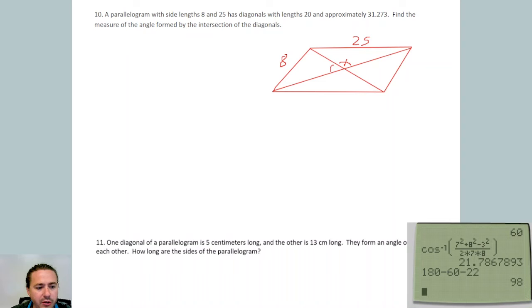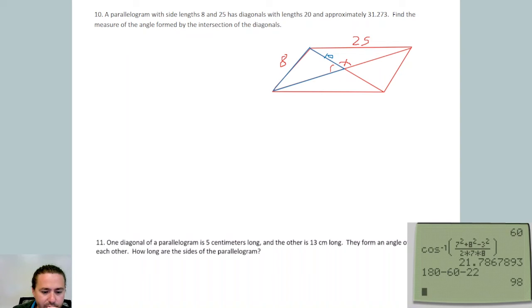So basically, I'm going to solve one of these triangles. I'm going to solve this one, for instance, and you could solve the other one as well. You should end up getting the same answer. I'll focus on this one. The side lengths of this triangle are going to be half of the diagonal lengths, because if this whole thing is 20, then this side has to be 10. So I'm going to say this is 10, and this would be the 31.273 divided by 2.